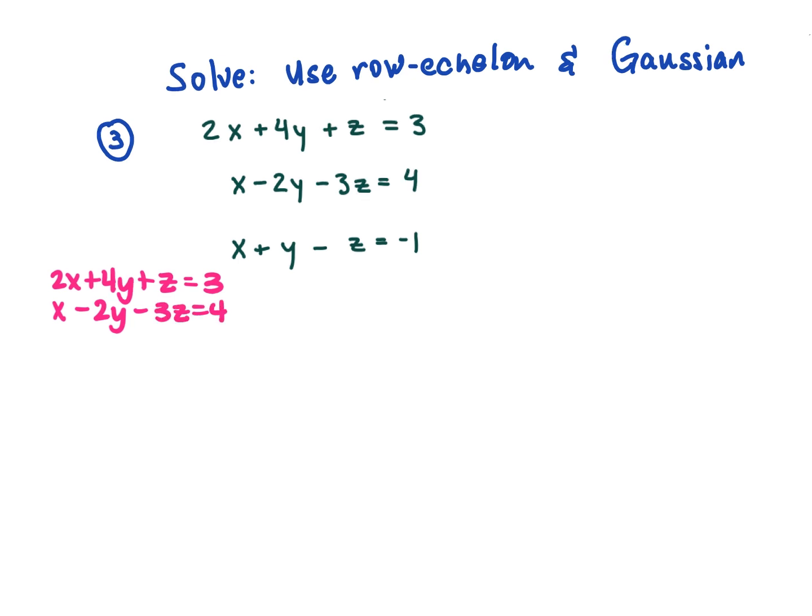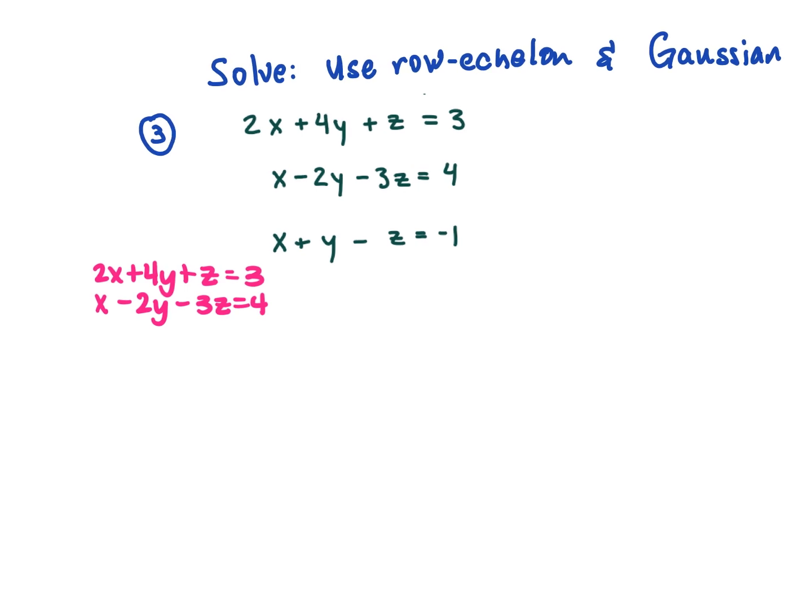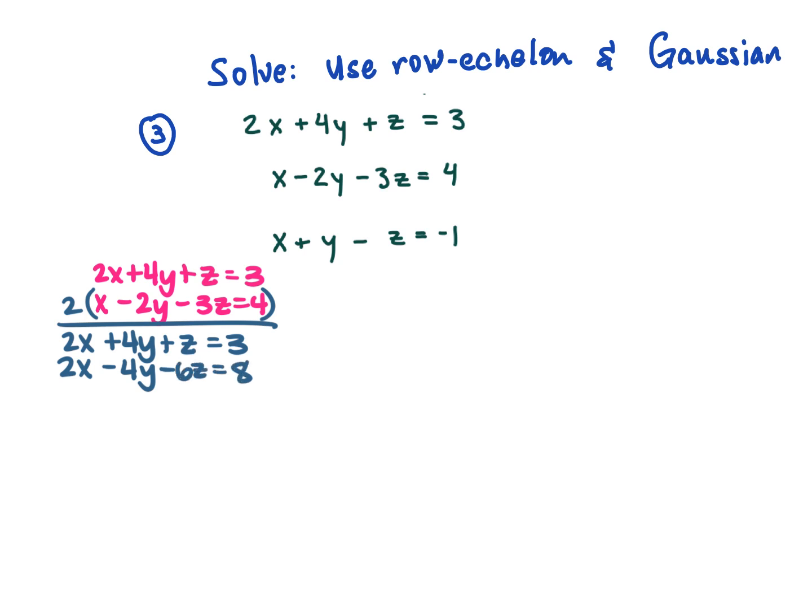Now, easiest thing to get rid of here would probably be your y's because they're opposite signs. So I'm going to multiply the bottom equation here by 2. The top isn't changing. It's going to stay the 2x plus 4y plus z is equal to 3. The bottom turns into 2x minus 4y minus 6z is equal to 8. We're going to combine like terms. Your y's cancel. You're left with 4x minus 5z is equal to 11.